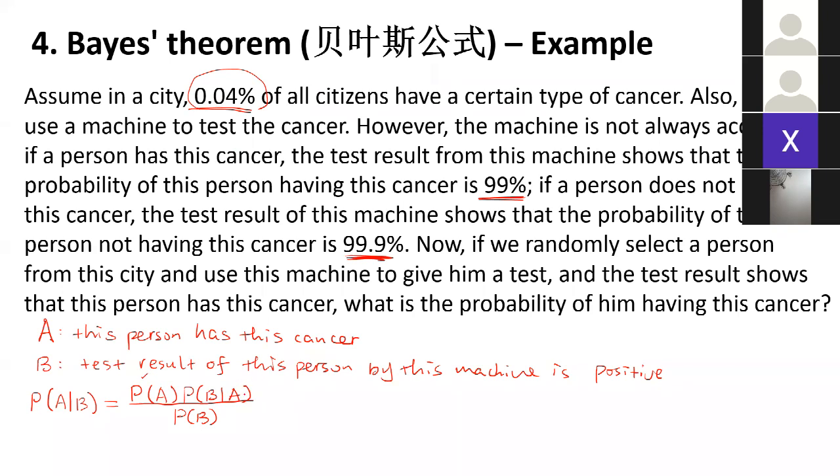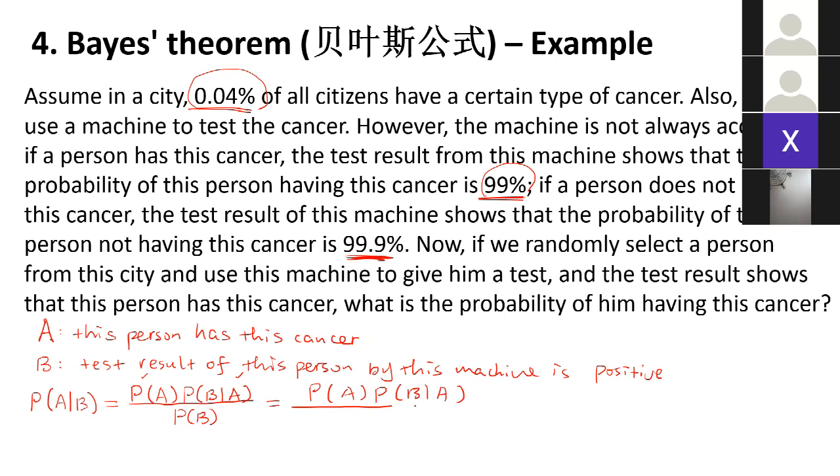That means if the person has this cancer, the probability that the test result is positive given this person has this cancer. It says here 99%, because it says if the person has this cancer, the probability that the test shows the person having this cancer is 99%. So for the numerator, we have all the numbers we need. How about the denominator? The denominator is the probability that the test result of this person by this machine is positive. Of course, we do not know this probability directly, so we need to further expand the denominator into two parts.